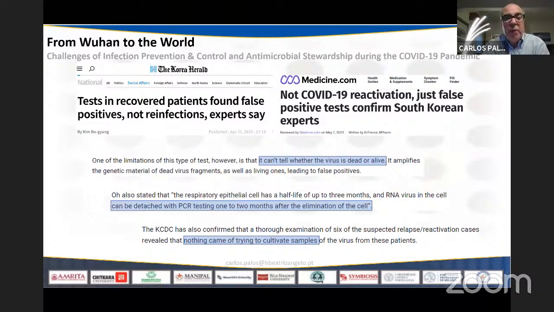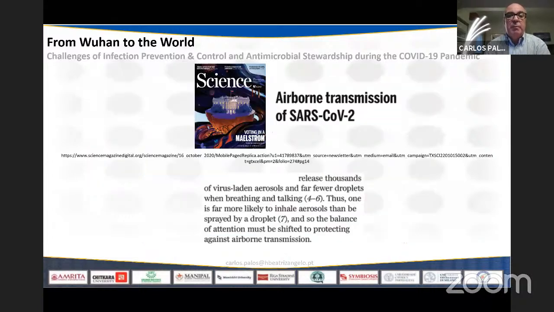And also, we can see that sometimes some patients have repeated positive tests for a long time with PCR for the virus. But in fact, this may not be a reactivation, just false positives. So that's why some countries are now not relying on repeated tests, and consider that patients are cured if they have no symptoms.